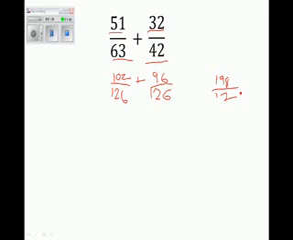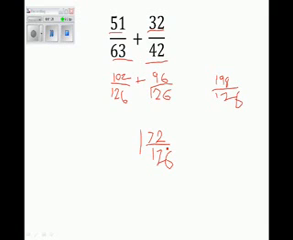So right now it's an improper fraction. Now we should make it into a mixed number. That would be 1 and 72 over 126. Now the last thing I said is that we always need to reduce the fraction if possible.